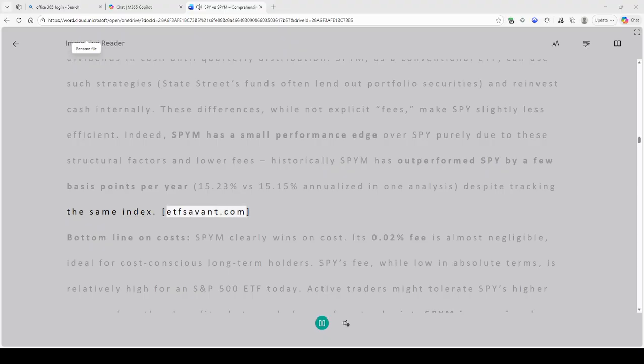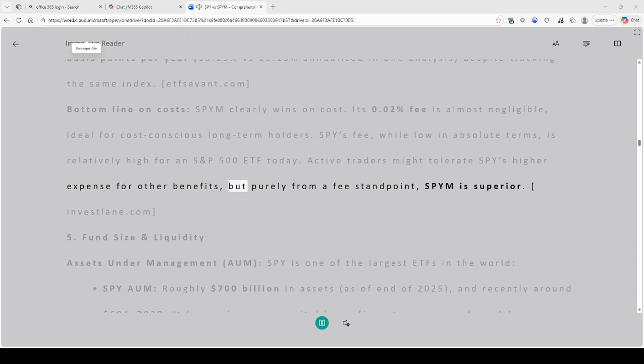Bottom line on costs, SPYM clearly wins on cost. Its 0.02% fee is almost negligible, ideal for cost-conscious long-term holders. SPY's fee, while low in absolute terms, is relatively high for an S&P 500 ETF today. Active traders might tolerate SPY's higher expense for other benefits, but purely from a fee standpoint, SPYM is superior.